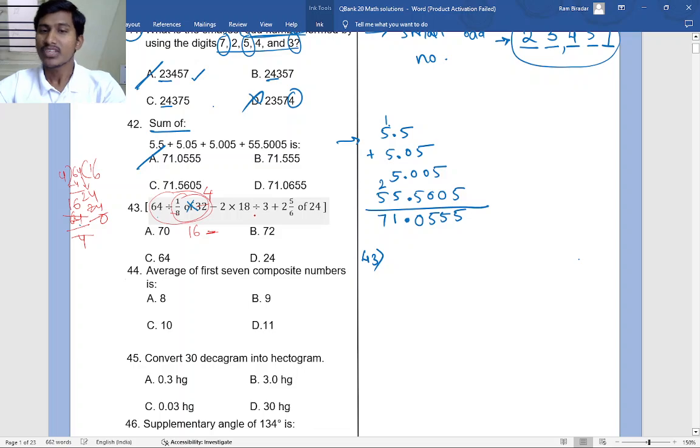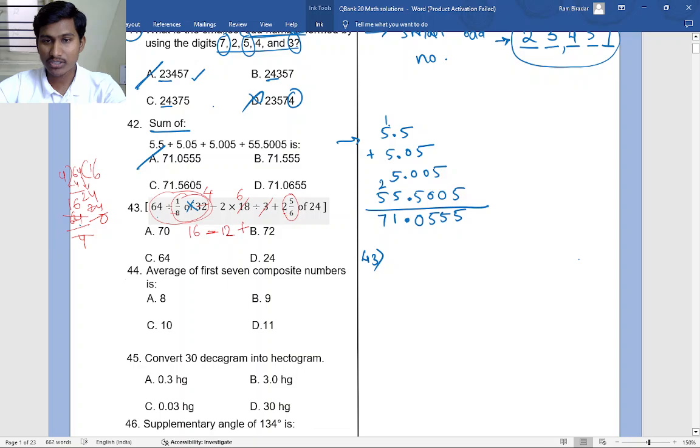So here now, 18 divided by 3 is there, so 3 how many is? 3 6s are 18, right? 3 6s are 18, so 2 6s are there, 2 6s how much? 12 here. Next plus is there, right? So plus how much here? 2 and 5 by 6, 2 and 5 by 6 means how much is it?